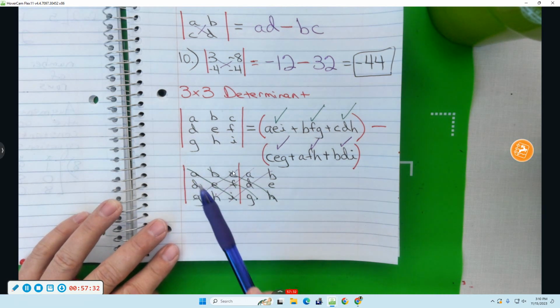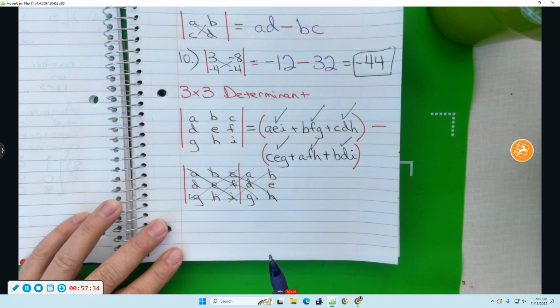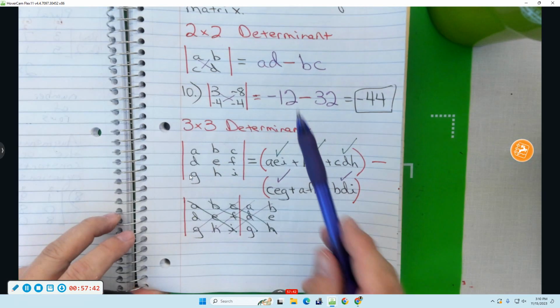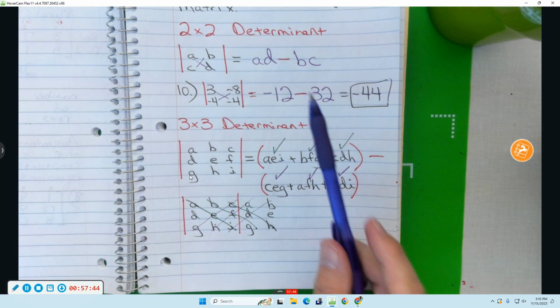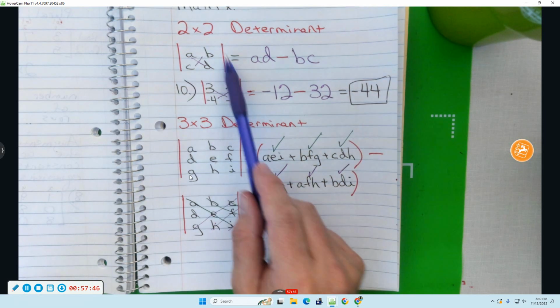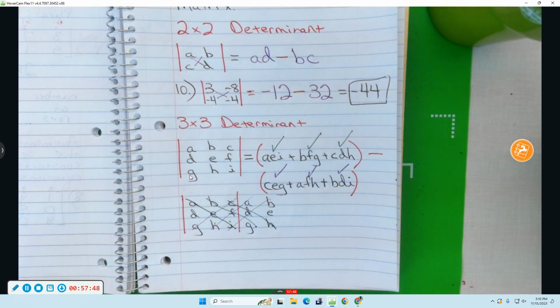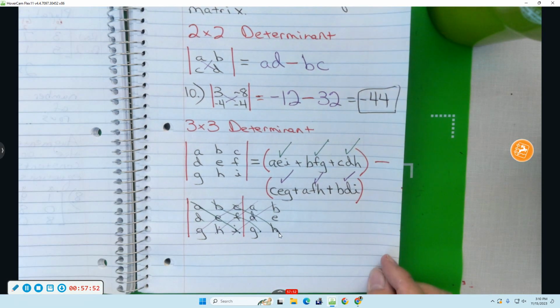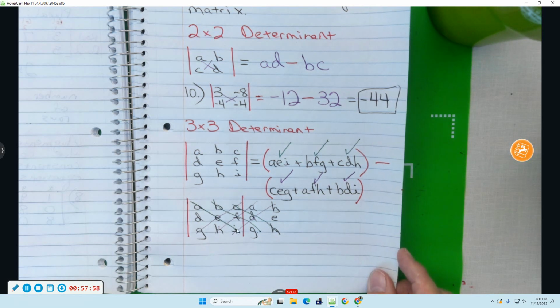You always start in that A position. If you do the C, E, G first, if you go this way first, you're going to get it wrong every time. The sign will be wrong, and if you get the sign wrong, Pearson's going to say wrong. Always start with that first. So recopy the first two columns, and then it's crisscross, crisscross, crisscross, minus crisscross, crisscross, crisscross.